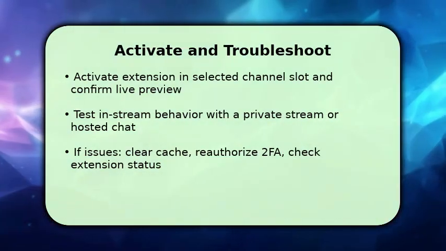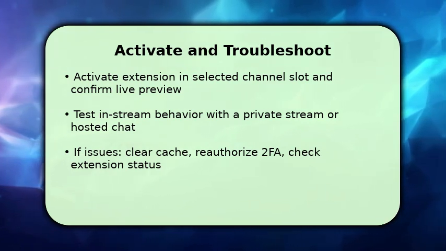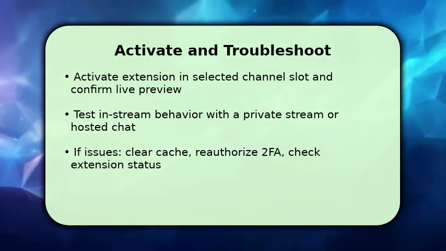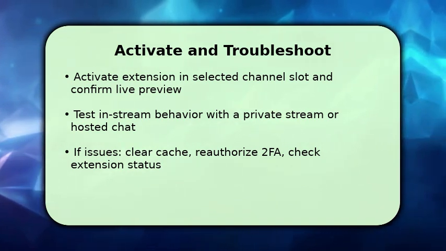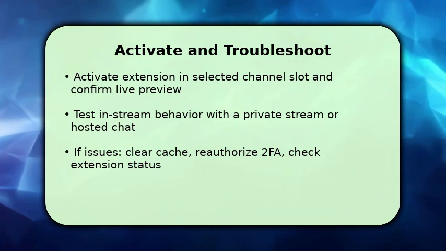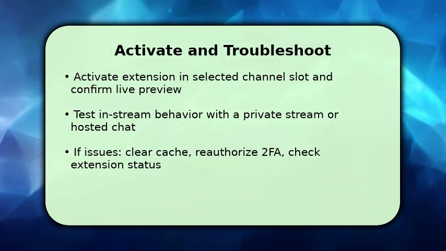You finish by activating the extension in your chosen slot and verifying the live preview. This makes it visible on your channel immediately. Once active, run a private test stream or use a hosted chat session to confirm interactions, permissions, and appearance across devices. If something fails, start troubleshooting.